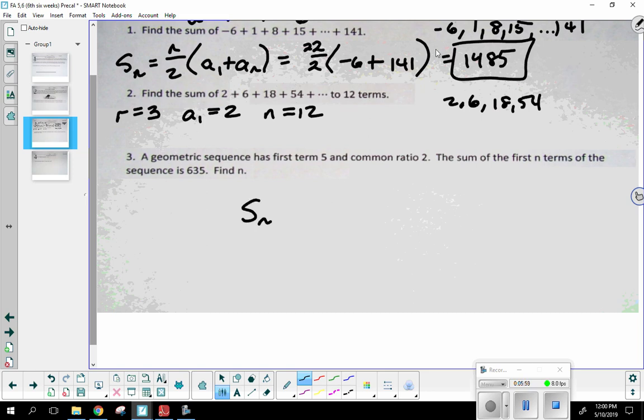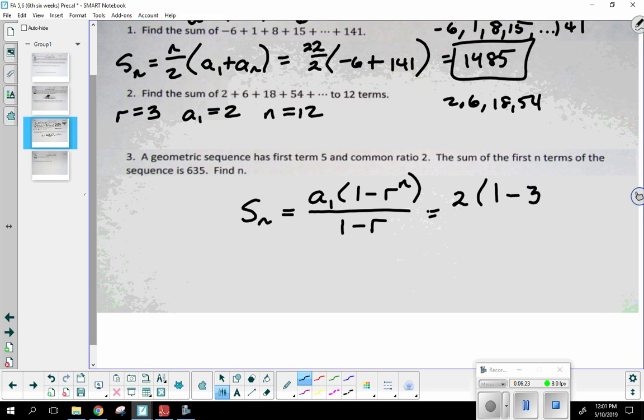Okay, so the sum of a specific number of terms for a geometric is the first term times 1 minus r to the n, all over 1 minus r. Remember, all I'm going to do is just plug in. So that would be 2 times 1 minus 3 to the 12. And then we're going to divide that by 1 minus r, so 1 minus 3.